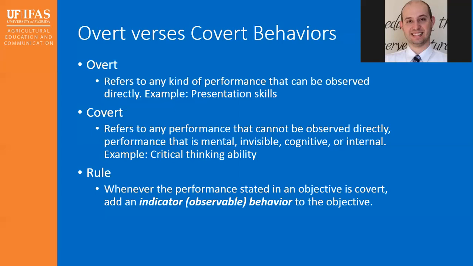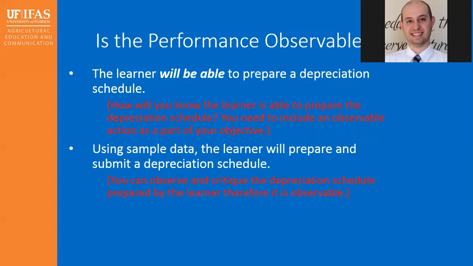So the rule of thumb is whenever the performance stated in an objective is covert, add an indicator that is observable to the objective. So here is an example. The learner will be able to prepare a depreciation schedule. So how will you know the learner is able to prepare the depreciation schedule? Well, you need to include an observable action as part of your objective.